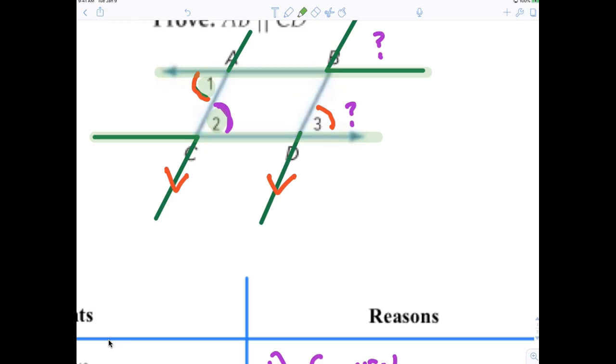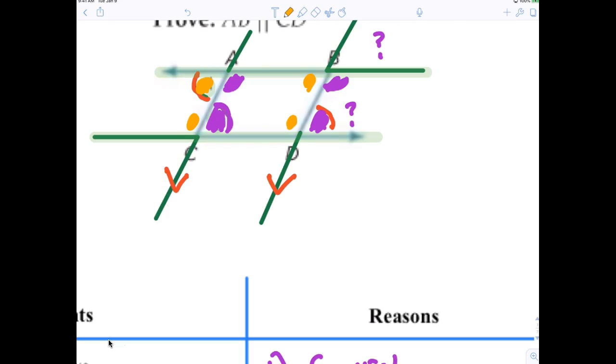It's consecutive interior because the lines. Consecutive interior would be on the same side of the transversal. So let me give you an example once again. Don't feel bad because you're not the only one, obviously. These two angles right here are consecutive interior. These two angles right here are consecutive interior. These two angles over here are consecutive interior. These are consecutive interior. Right?